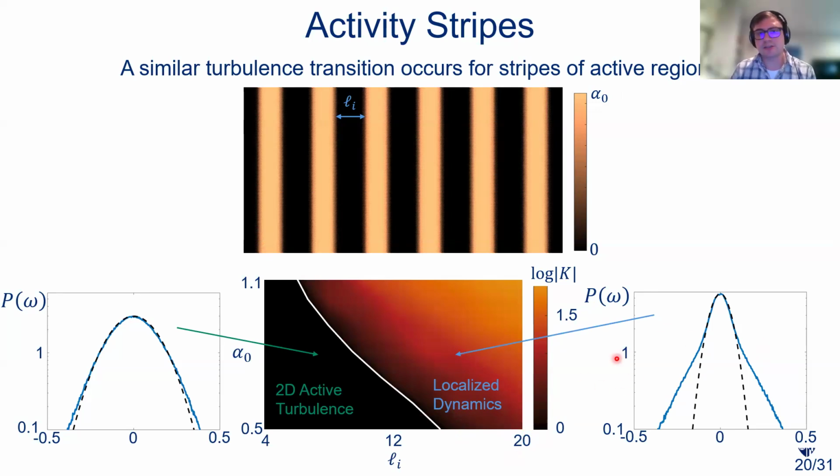Sometimes we would call this state actually 1D active turbulence because the system looked like sort of individual channels rather than a full two-dimensional system, but it's a localized system.